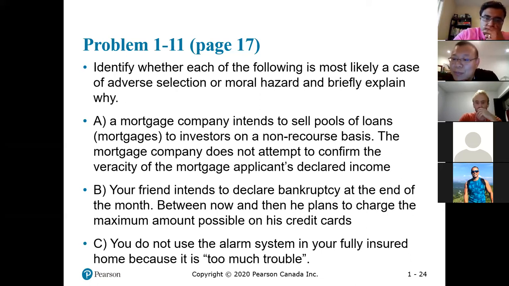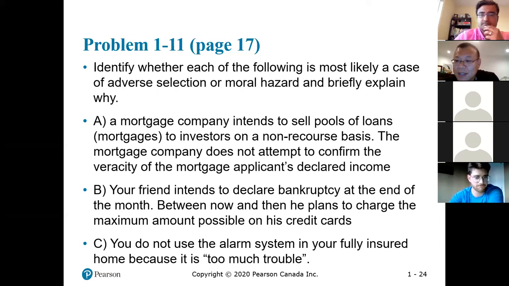Thank you. Anyone else? I think it's a moral hazard example. Yeah, thank you, Claire. Can you please elaborate on why it's a moral hazard? Because the mortgage company doesn't attempt to confirm the mortgage applicant's declared income, so the risk will be borne by the buyers. In the example, the investors. So that's why I think it's moral hazard.